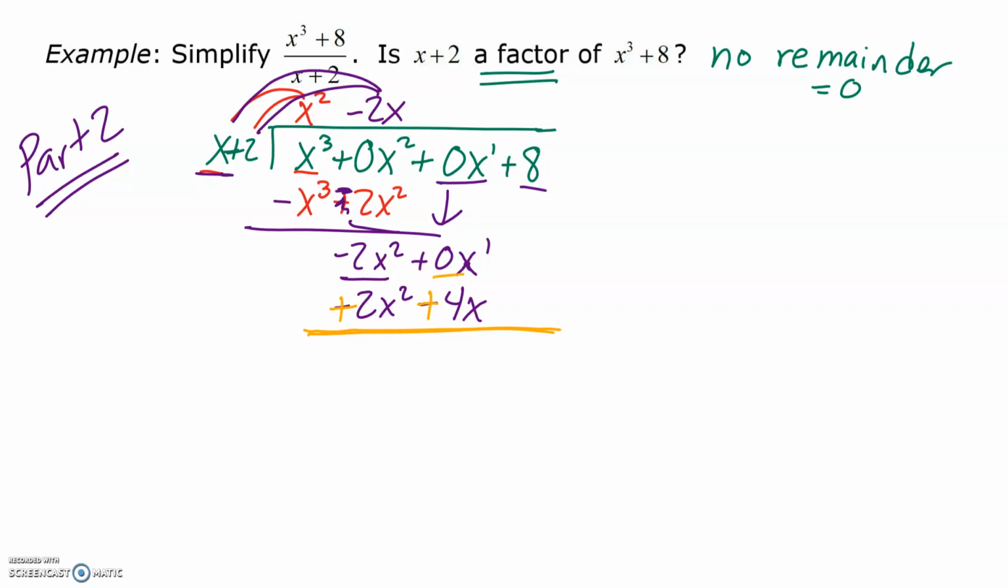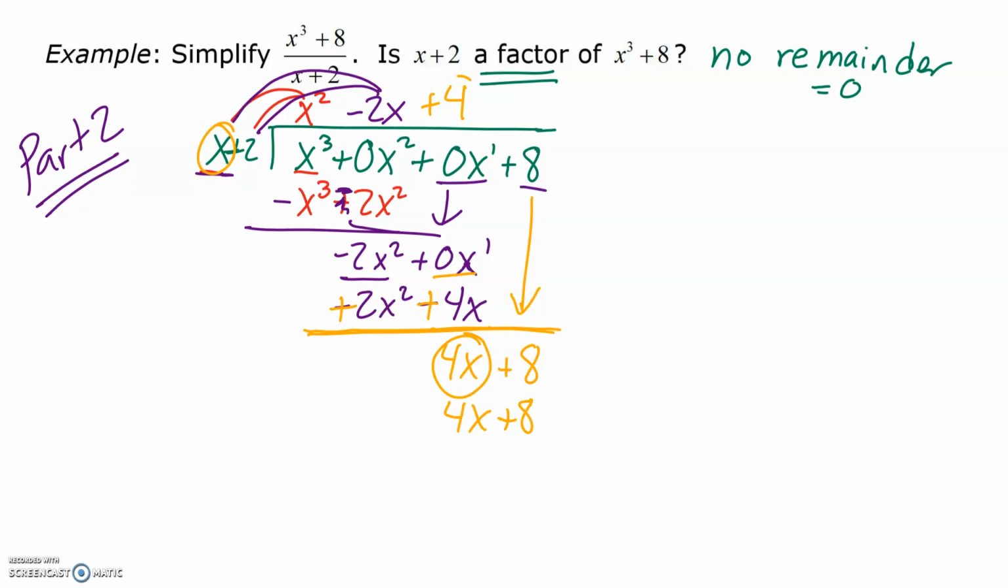And then 0x to the first plus 4x, that's just going to leave us with 4x. What we're going to do now is see, what do I multiply x by to give me 4x? And that's just 4. So when I multiply 4 by x, we're going to end up with 4x, and I apologize, we need to bring down this 8, okay? But notice how we're only really focusing on that first term to determine what our quotient is going to end up being. Okay, so 4 times 2 is going to give us 8.